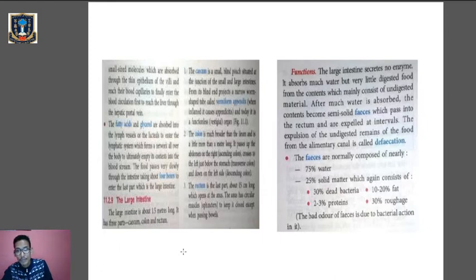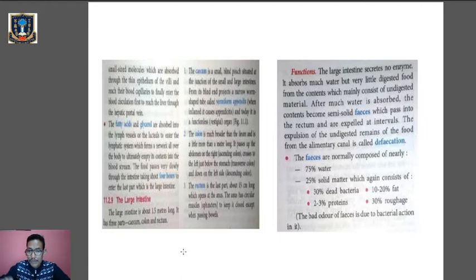Alright, now we will talk about the functions of the large intestine. The large intestine does not secrete any type of enzyme, but will absorb much water and very little digested food materials. Listen very carefully, the large intestine is absorbing much more water than digested food.